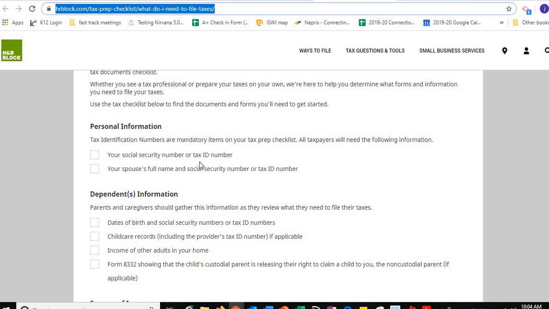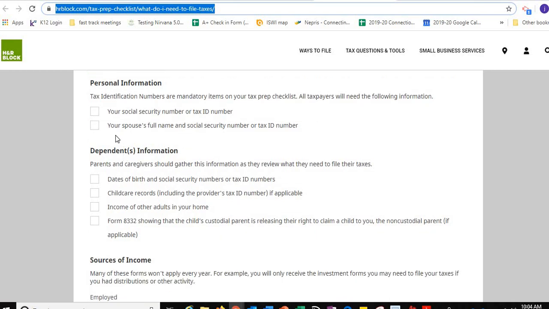If you don't have one, then ideally you've got a tax ID number. And then if you are married, you're going to have your spouse's full name and social security number. That's information that we need to have. Mrs. H and I always have to ask each other, what's your social security number? Because I don't remember hers and she doesn't remember mine. But when we fill out that tax form, we need both pieces of information.